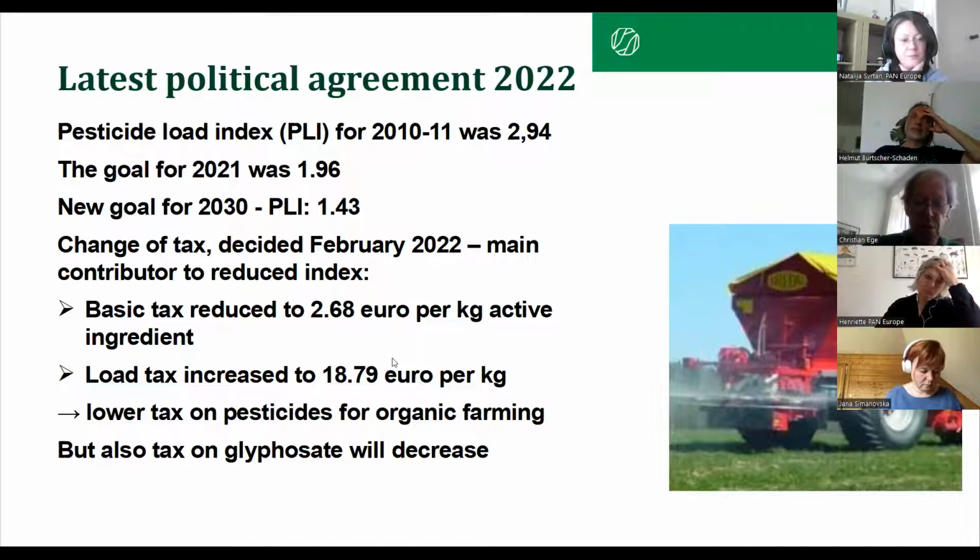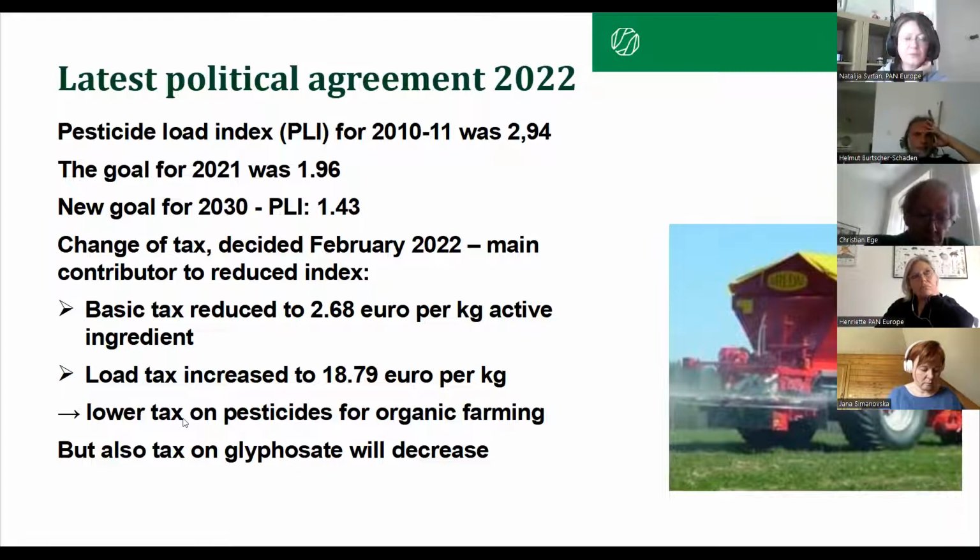The reason why they decided this was to have a lower tax on pesticides with the least impact on health and environment. And this would, for instance, help organic farming because the pesticides that are approved for organic farming also have this basic tax, while they normally do not have a pesticide load tax.